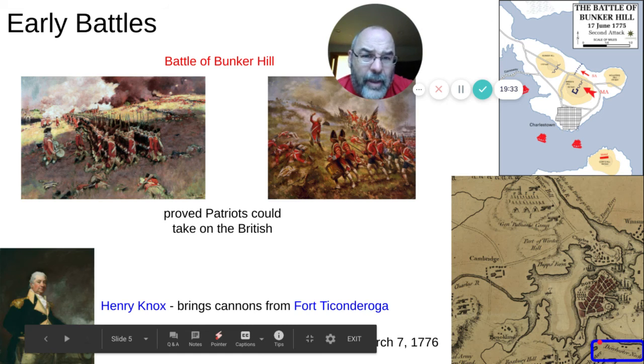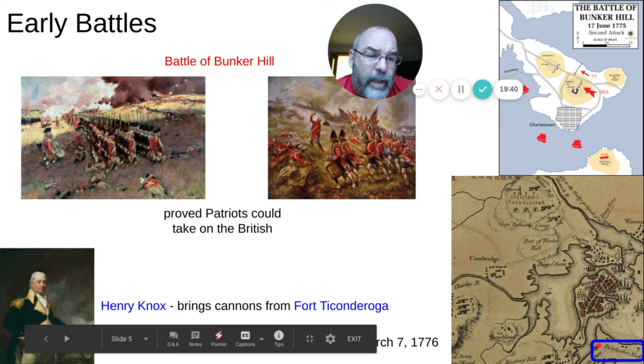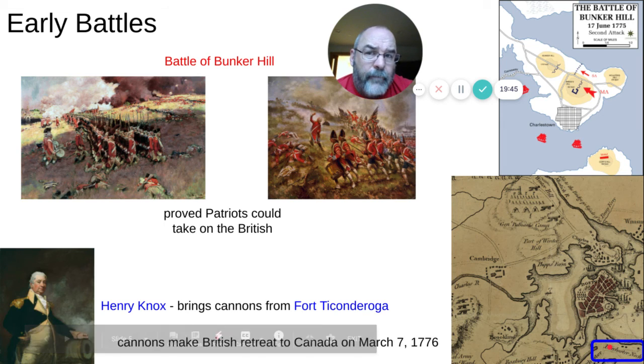Fort Ticonderoga is a couple hundred miles away. It's in upstate New York. There are a lot of cannons, a lot of supplies that we want. Ethan Allen and Benedict Arnold are going to go capture that fort. There's not a battle. The British don't even put up a fight for it. They give us the fort. As we get the fort, now we need those cannons back in the Boston area.